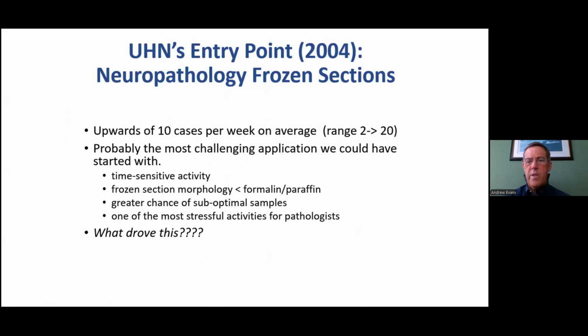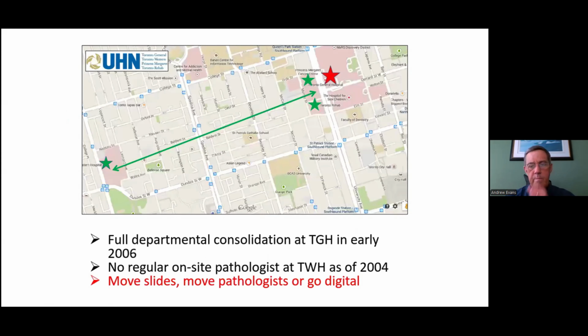Our starting point in 2004 was neuropathology frozen sections, where at the Toronto Western site, we had upwards of 10 cases per week, a range of 2 to 20 frozen sections. It was probably the most challenging application that we could have started with because it is a time-sensitive activity. Frozen section morphology is never as good as formalin or paraffin. You have a greater chance of having suboptimal samples, and it can be very stressful for pathologists. So why on earth would we have started with this? And the answer is here. We had full departmental consolidation at the Toronto General site, the red star on University Avenue.